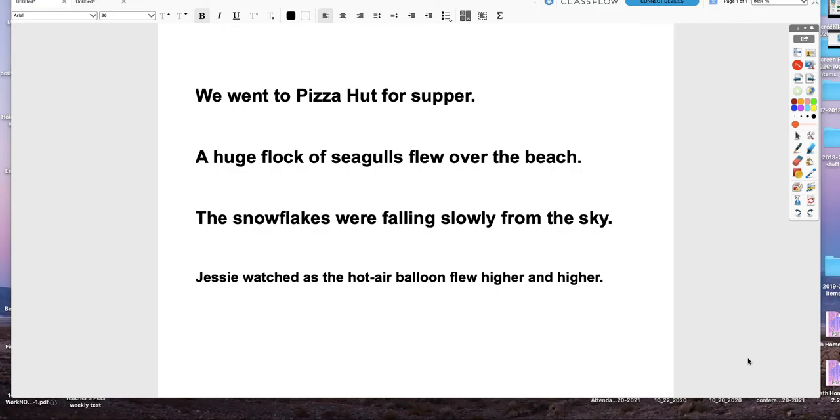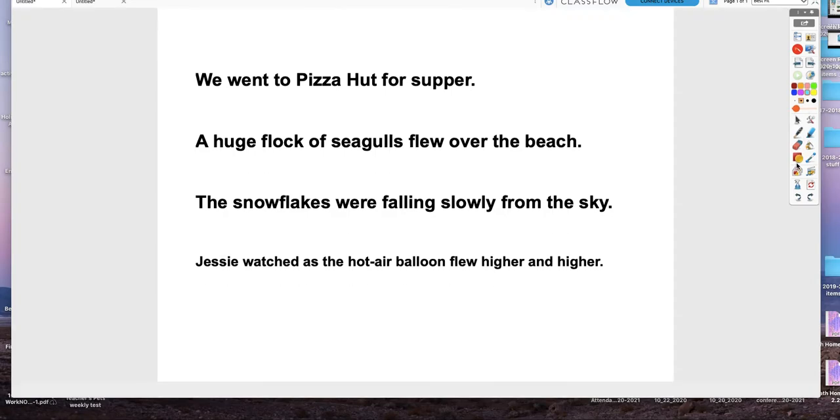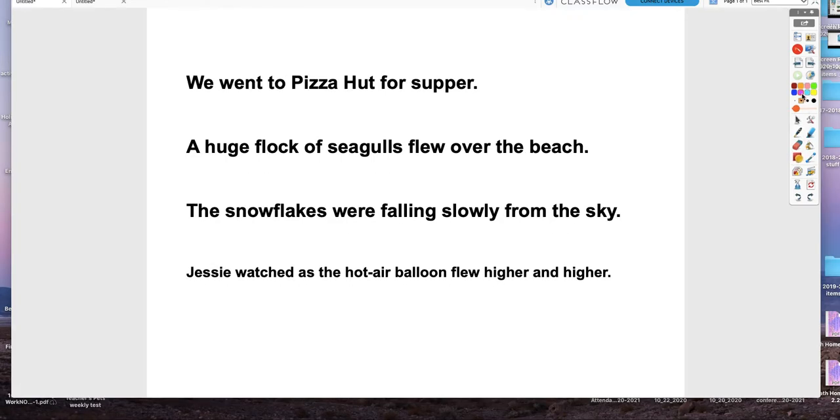Can anybody tell me what is a subject of a sentence? I'm going to write it down here in my pink pen here. If I'm talking about the subject part of the sentence, what am I talking about? Subject equals what? Oh, let me let Rosemary in real quick. Okay. What is the subject part of the sentence?